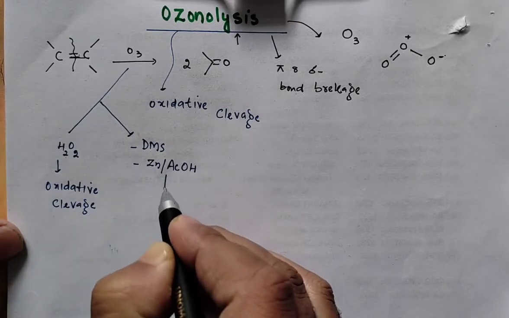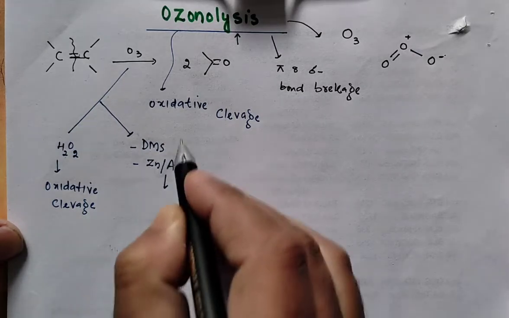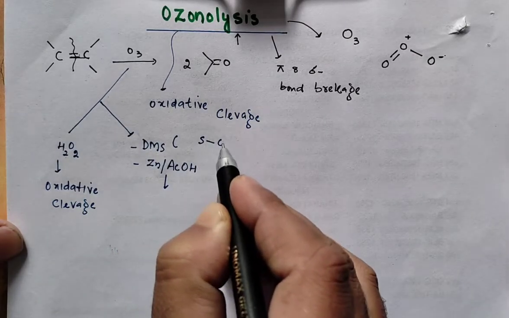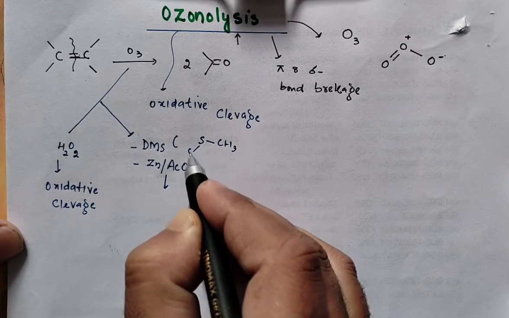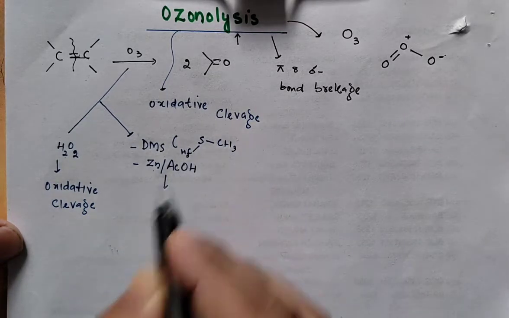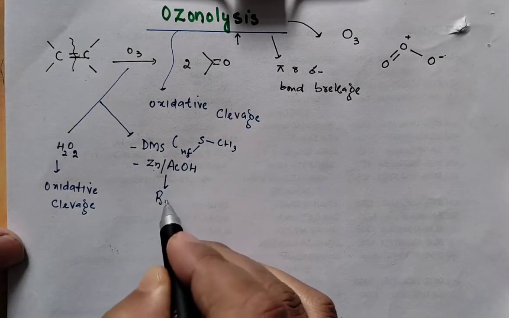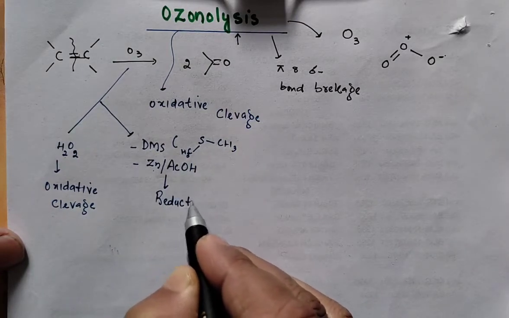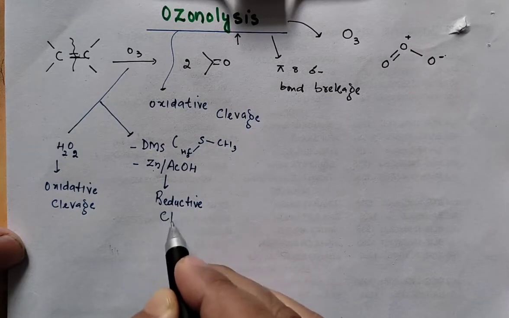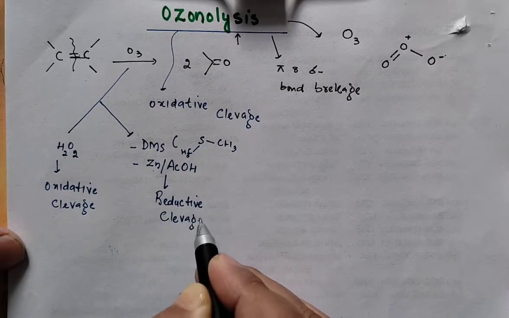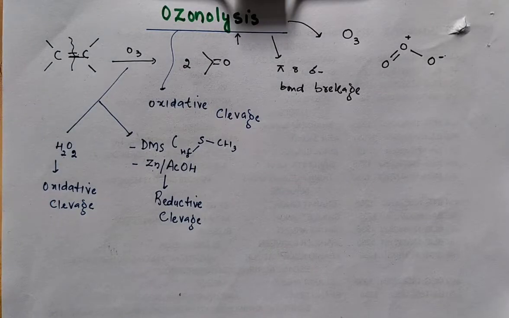And if you use ozone in presence of dimethyl sulfide, which means sulfur with CH3 here and CH3 here, or you use zinc in presence of acetic acid, it's called a reductive cleavage. You are breaking the C double bond C, but then the fragment that forms after the breakage undergoes reduction. And in case of oxidative cleavage, after the breakdown the fragments that form are undergoing oxidation.